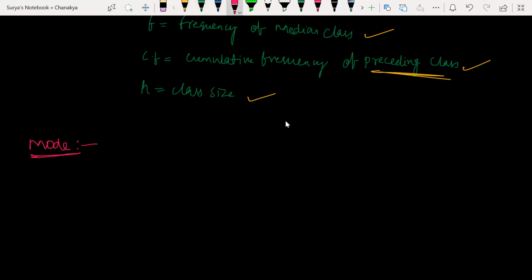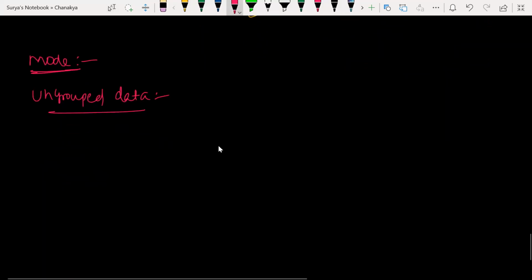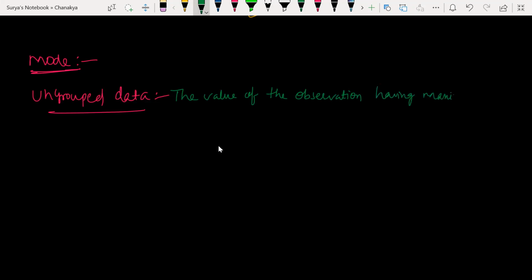For mode of ungrouped data, what is it? Anyone of you? What does mode mean? The value which has the maximum frequency. The value of the observation having the maximum frequency is the mode.